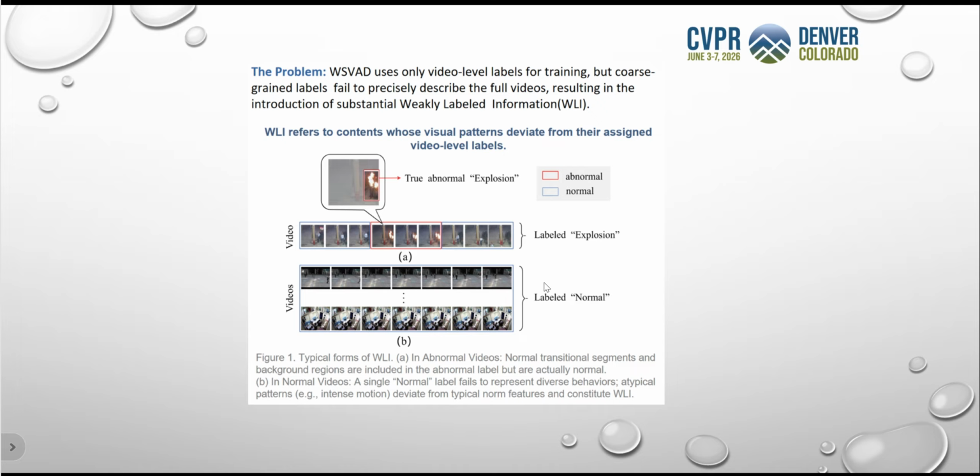In normal videos, on the flip side, all normal videos with diverse behaviors are uniformly labeled as a single normal tag. This single label completely fails to represent the wide range of normal patterns. Consequently, atypical normal segments like those with intense motion or uncommon patterns deviate significantly from typical normal features and constitute another heavy form of WLI.